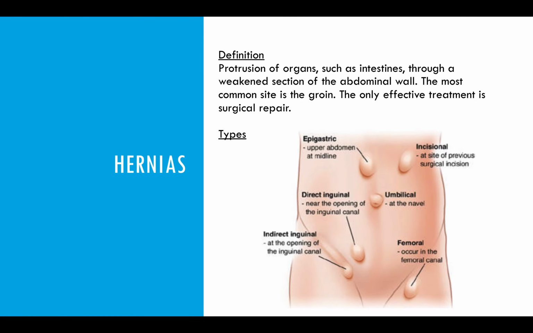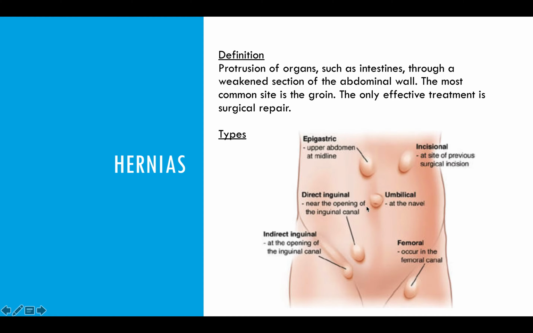Okay, hernias. A hernia is a protrusion of organs or something through a weakened section of the abdominal wall or viscus. The most common site is in the groin, and the only effective treatment is surgical repair. Now, there's a number of different sites. In the groin we have two: the indirect hernia, which comes down through the inguinal canal, and the direct inguinal hernia, which comes straight through here. We've obviously got the femoral, which is right in the femoral canal.